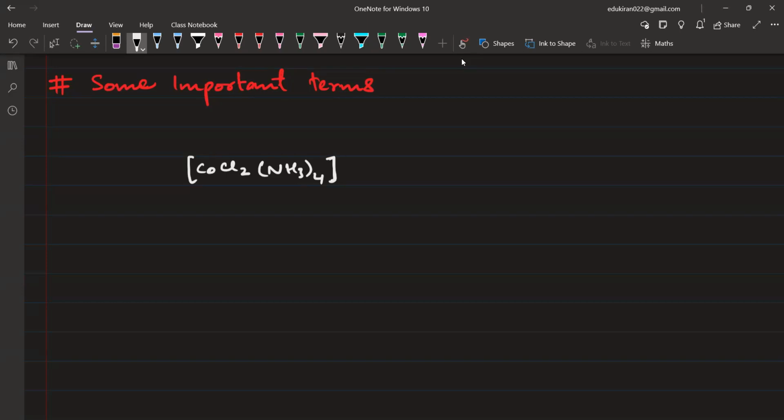Other than the square bracket, what we say is the counter ion. Anything outside the square bracket is the counter ion. Please write it down neatly, and write counter ion the same way.